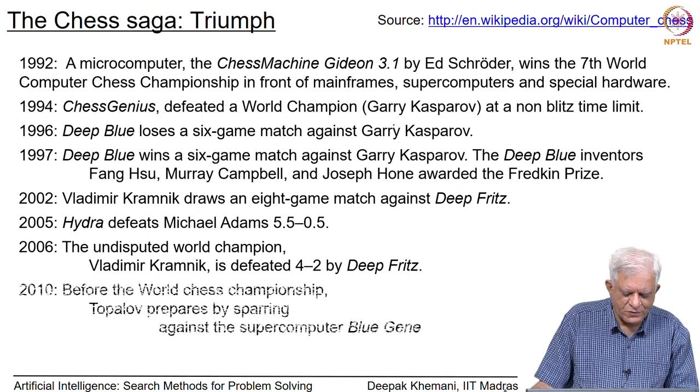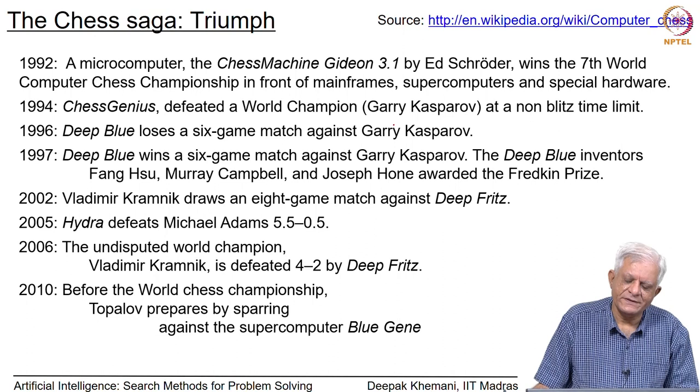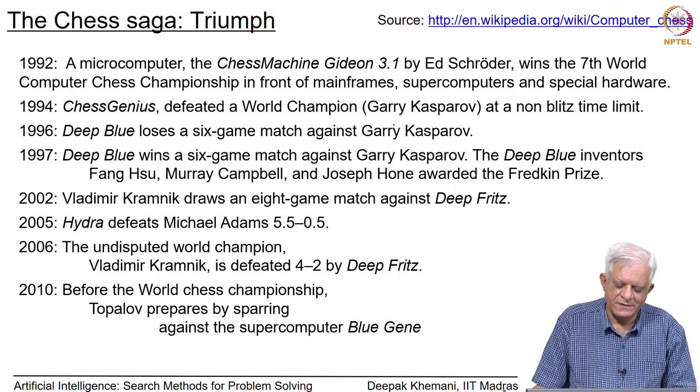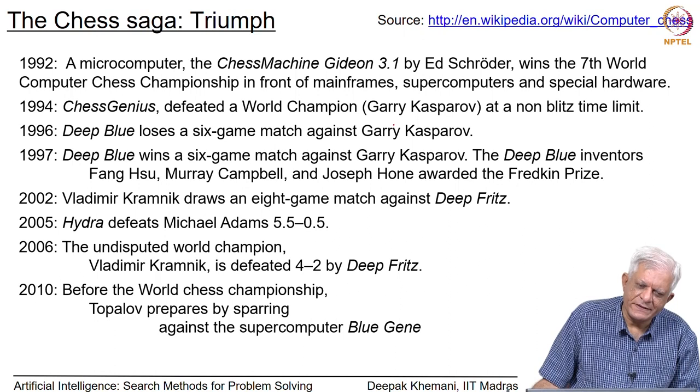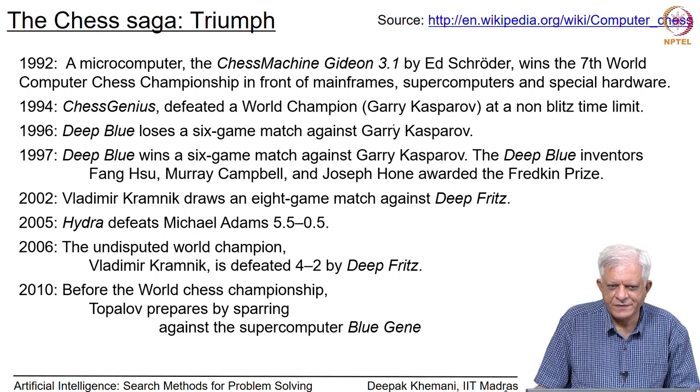In 2002, Kramnik drew an 8 game match against Deep Fritz, which was another variation. Hydra defeated Michael Adams in a 6 game match. The undisputed world champion Kramnik was defeated 4-2 by Deep Fritz, and subsequently chess machines became a tool in the effort of chess players themselves. And chess players started consulting machines as backup devices that they could use to analyze positions, and it is common practice nowadays.